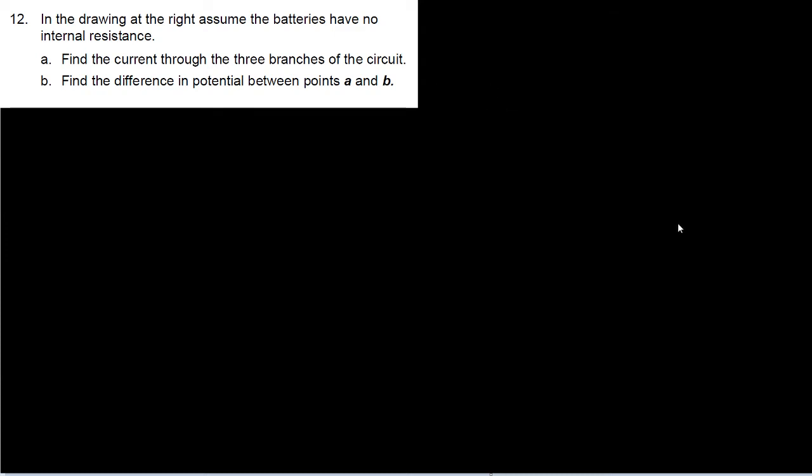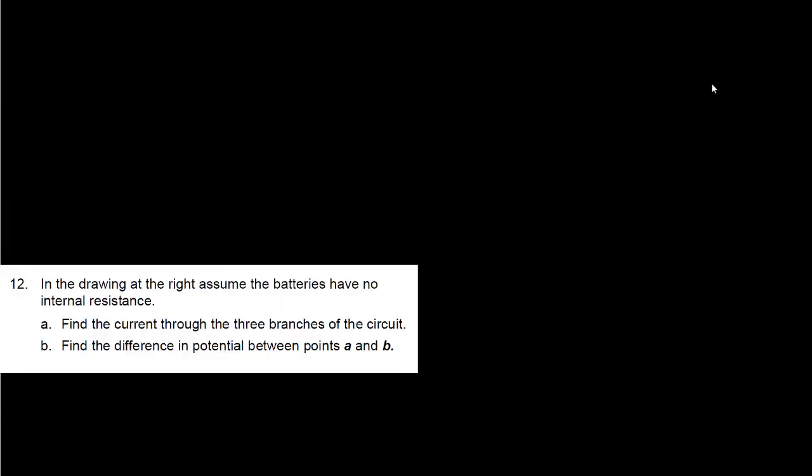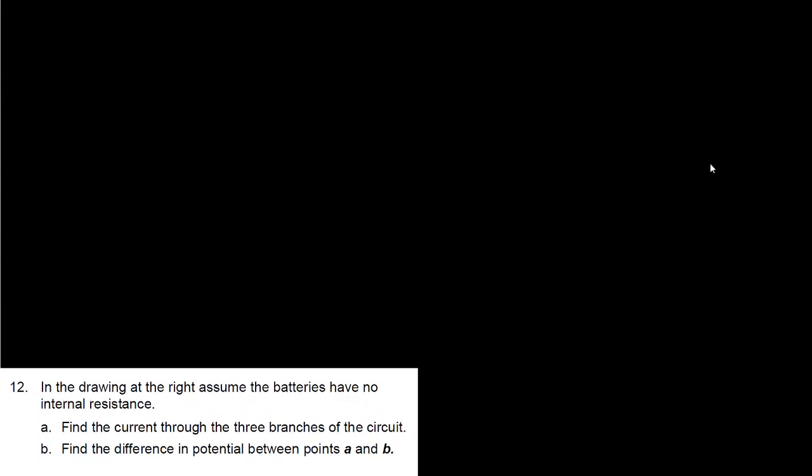So our question for today is, in the drawing at the right, assume the batteries have no internal resistance. I'll make the drawing later. Let's just read out the question first. A. Find the current through the three branches of the circuit. B. Find the difference in potential between points A and B, something you'll soon be able to know. Let's move our question down so it's not blocking us.